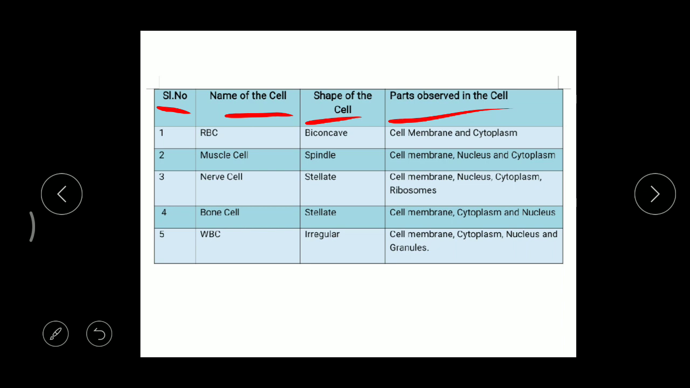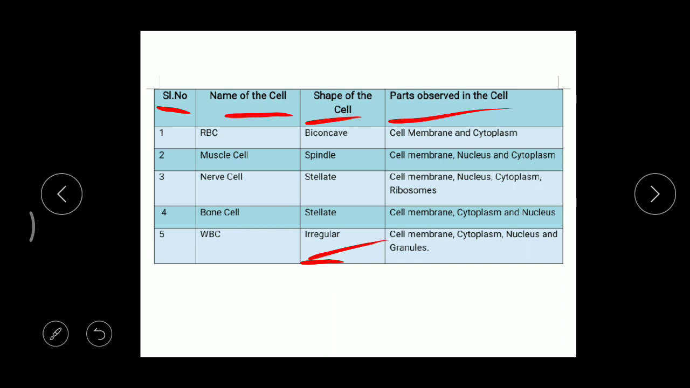Okay, and the last one, WBC. What is the shape of them? They don't have any proper shape, so we can say irregular, and we can find parts like a cell membrane around the cell, then inside a fluid called cytoplasm. Here we can find a nucleus and some dots, and we call these dots granules.